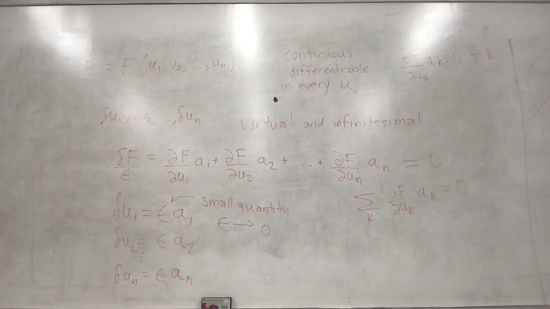So this is pretty intuitive, right? You just want the derivative in every generalized coordinate to be zero. And then for sure you'll get your stationary point. So this is necessary, but it's also sufficient.